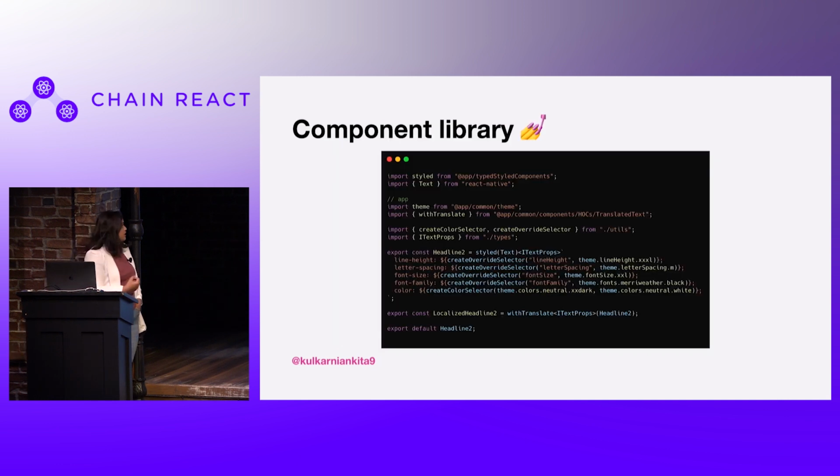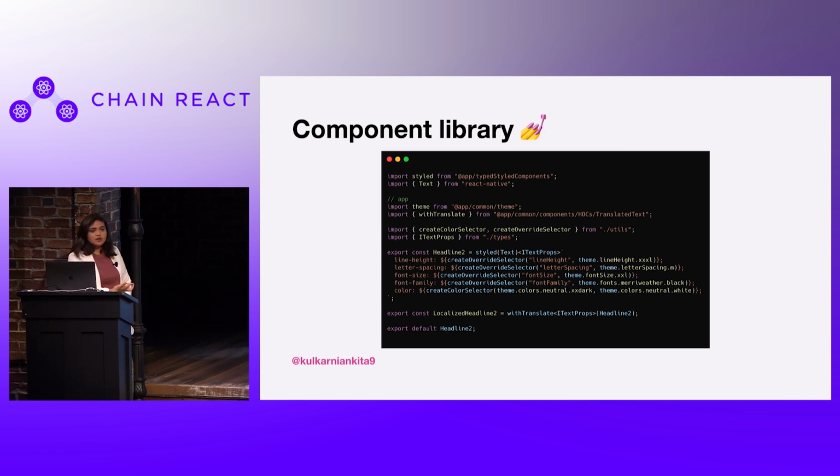So essentially, this is how the code looks for the headline 2 component that we're using. We have options for both, because sometimes we didn't want to translate specific text, and sometimes we did. So what we did was we created a higher order function called withTranslate, and that takes in the headline 2 component itself, and depending on whether you want to translate or not, it will automatically decide.